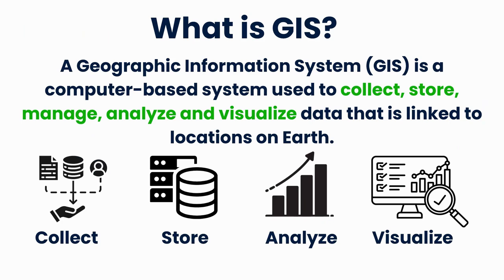Now let's combine all these three words to make a definition. What is GIS? GIS is a computer-based system that helps us collect, store, manage, analyze, and display information that is connected with the location on Earth. In simple words, GIS helps us answer questions using maps, not just looking at the maps but understanding them. That's the real power of GIS.